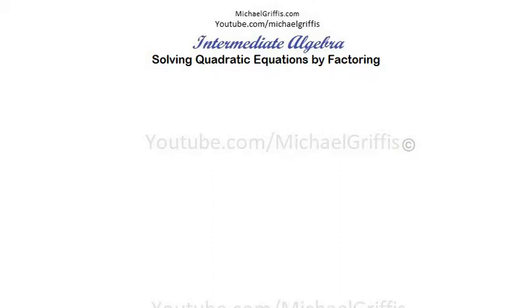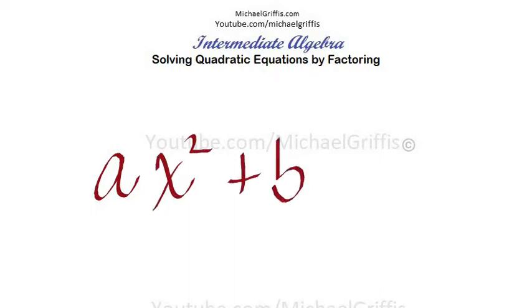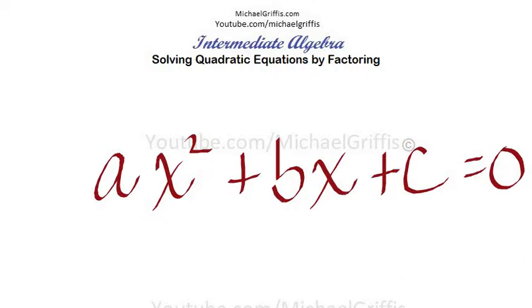Well, anyway, let's just write some stuff up here. I always forget. If we have ax squared plus bx plus c is equal to 0. Now, this is a quadratic equation written in standard form.